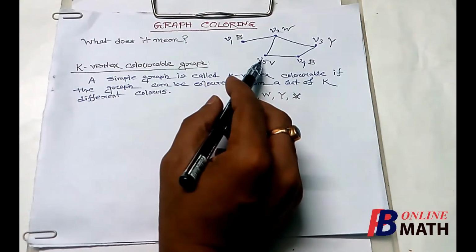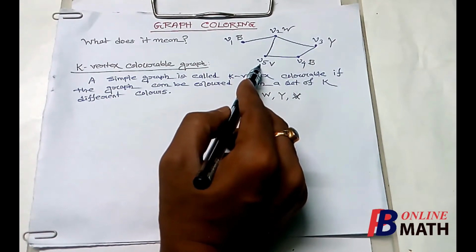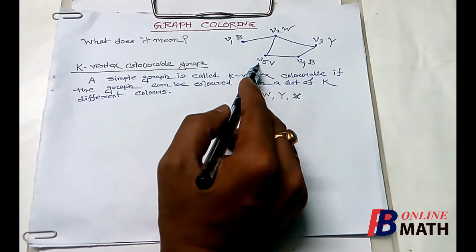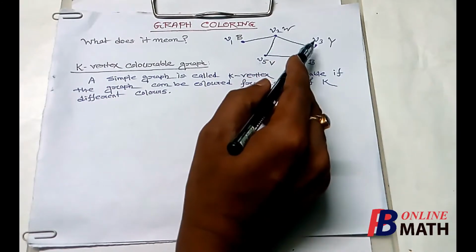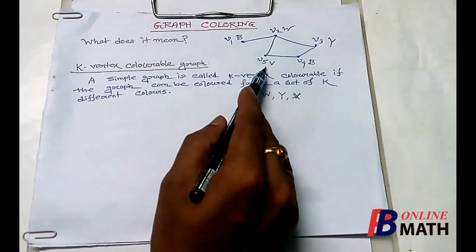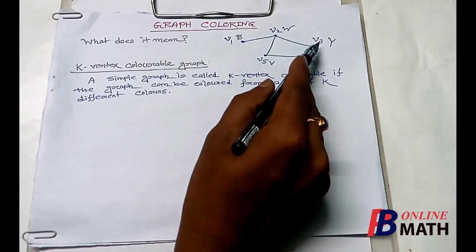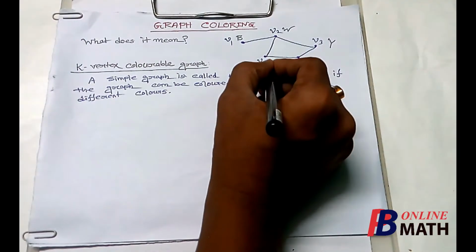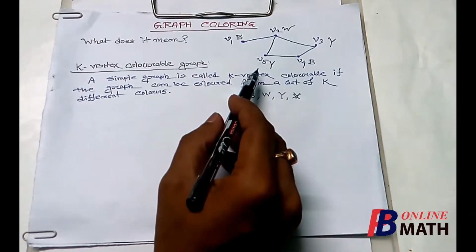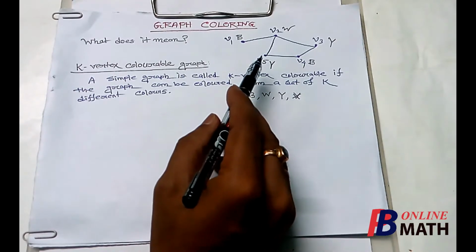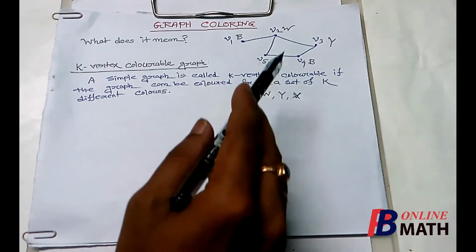Here we find that we cannot assign white or blue color to this vertex V5, but we can assign yellow color to this vertex V5 because V5 is not adjacent to the vertex V3. There is no edge between V3 and V5. So now we can find that this graph can also be colored with only 3 colors, blue, white and yellow. So this graph is also a 3 vertex colorable graph.